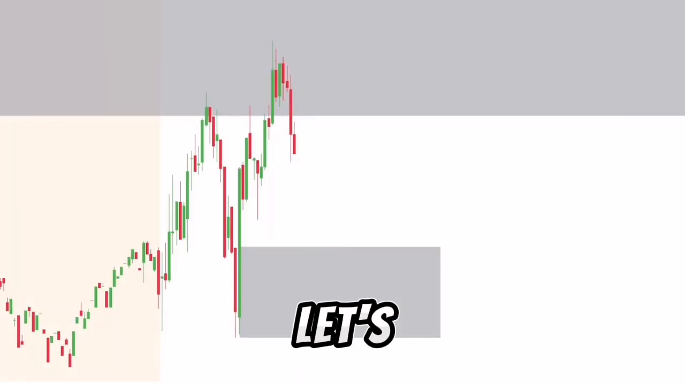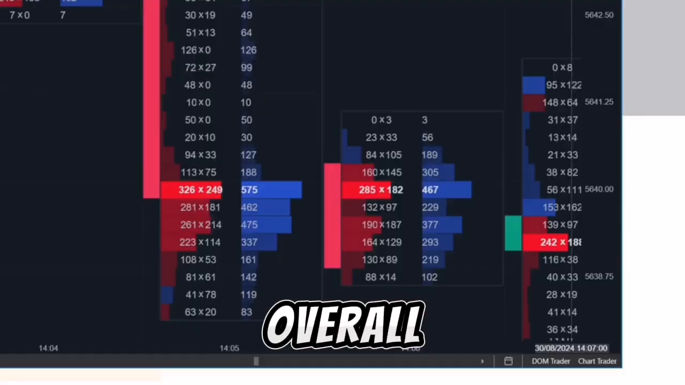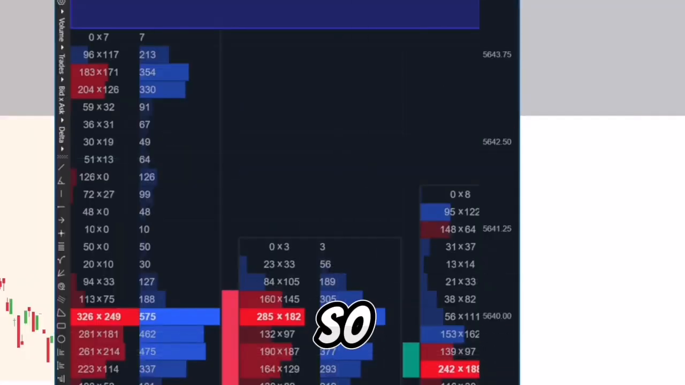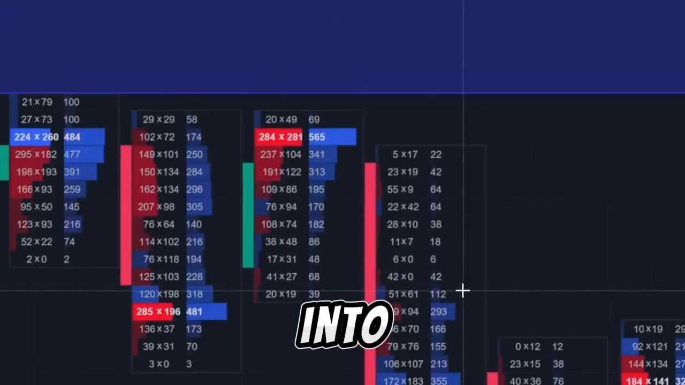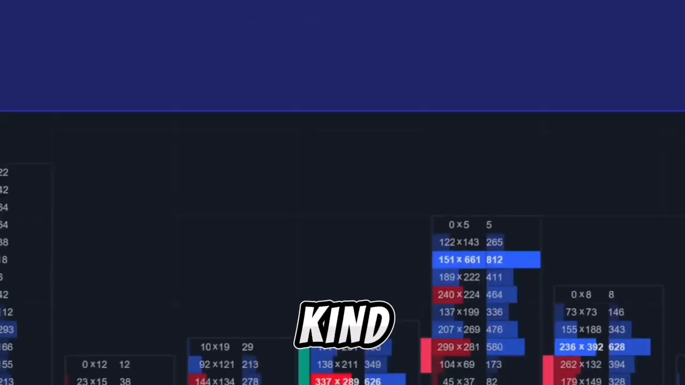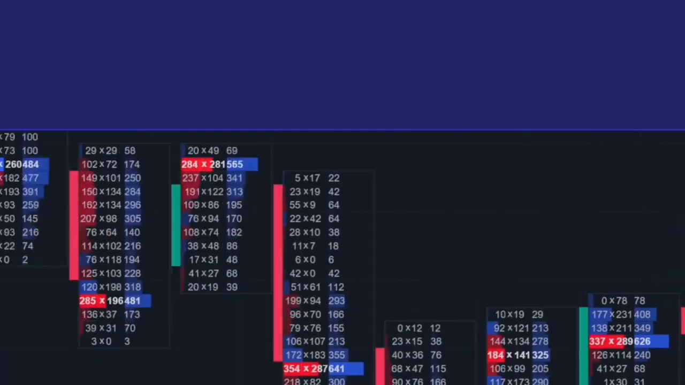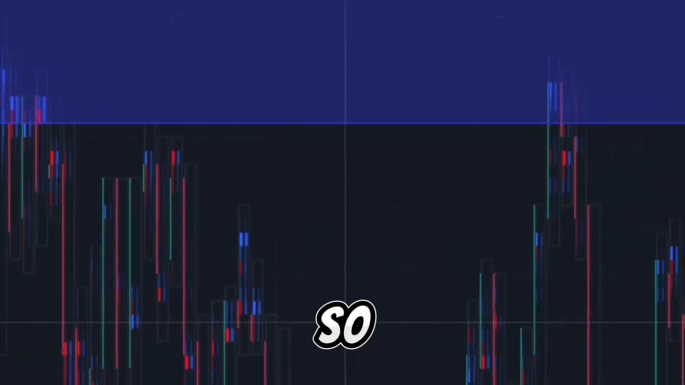Eastern. Let's bring up the footprint chart and see the overall price action. Sorry, if I just bring this up again. Price eventually rallies into our zone. We see price rallying into our zone again. We see another aggressive rally. This is where we see the aggressive rally.